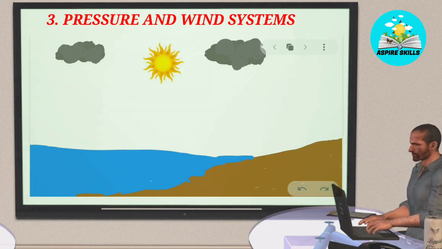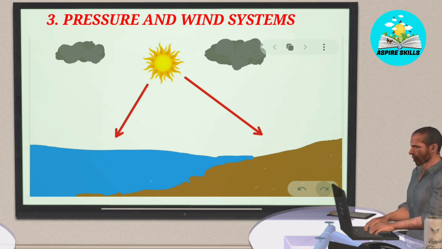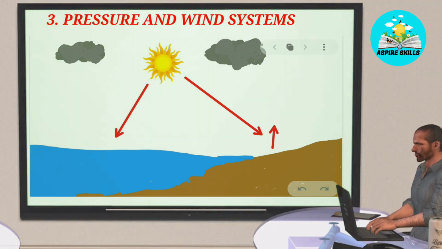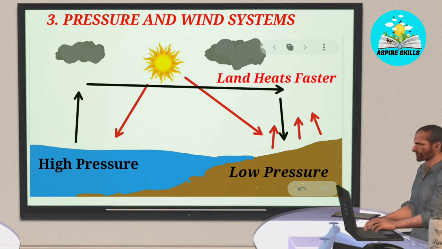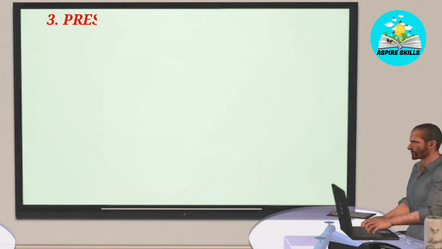Hence, by this example, you can also understand this. The landmass gets heated up faster than the water bodies, and due to that, a low pressure zone is created on the land surface, which attracts cool air molecules from the sea or ocean, causing rainfall and changes in the temperature.